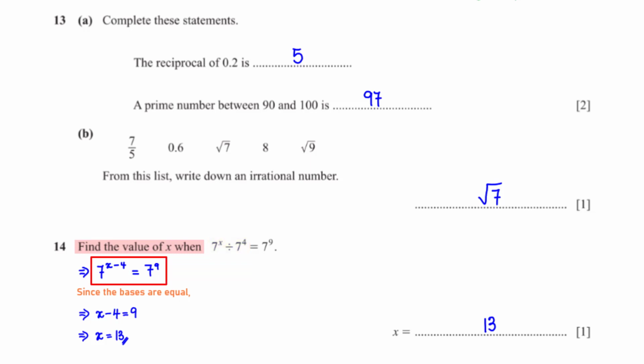The terms on both sides have the same base. This means their powers should also be equal. So we have x minus 4 equals 9. When we add 4 to both sides, we have x equals 13.